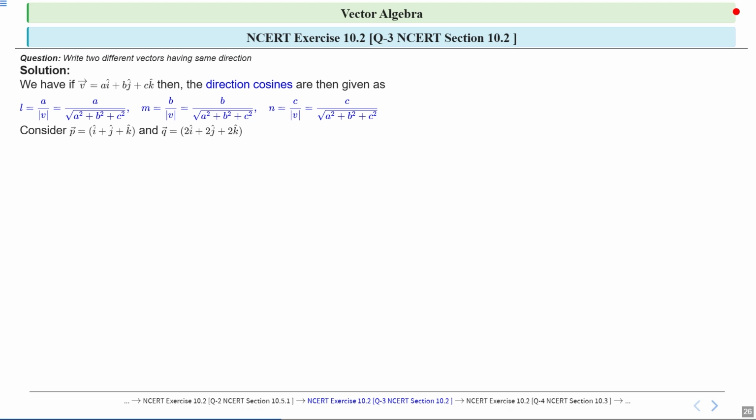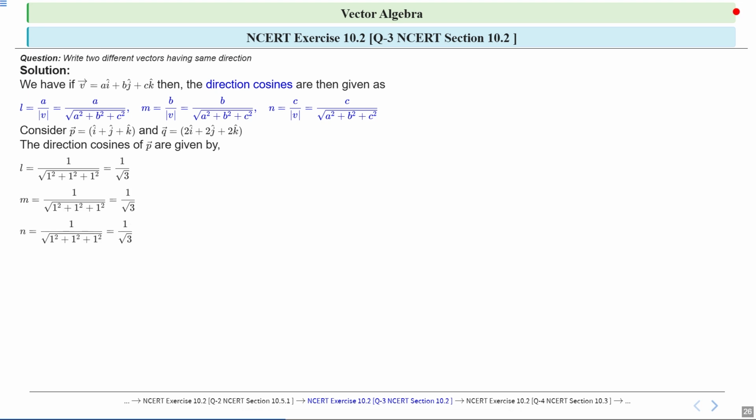Consider p vector is equal to i cap plus j cap plus k cap and q vector is equal to 2 i cap plus 2 j cap plus 2 k cap. The direction cosines of p vector are given by l is equal to 1 upon root over 1 square plus 1 square plus 1 square, which is equal to 1 upon root 3. m is equal to 1 upon root over 1 square plus 1 square plus 1 square, which is equal to 1 upon root 3. And n is equal to 1 upon root over 1 square plus 1 square plus 1 square, which is again equal to 1 upon root 3.